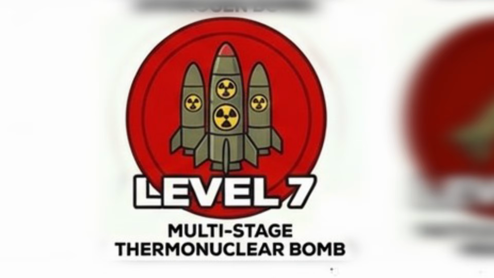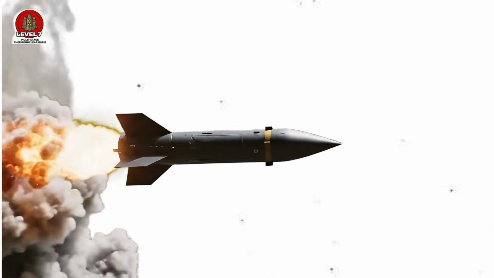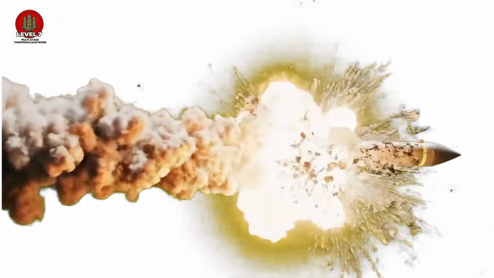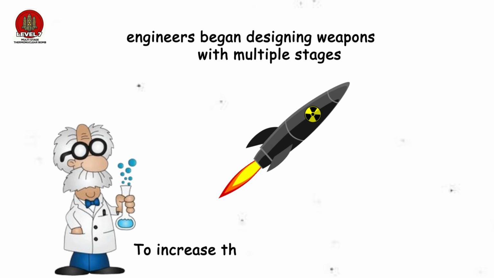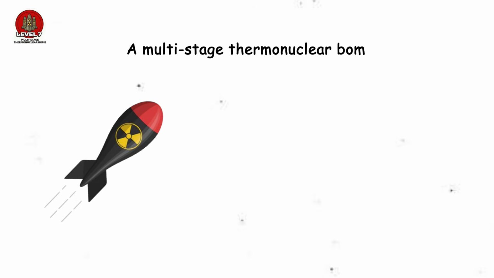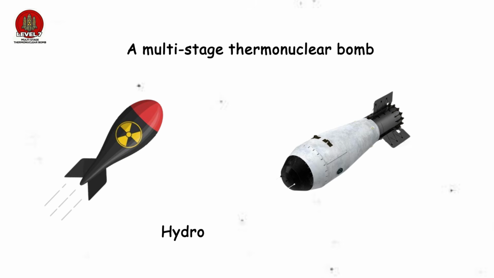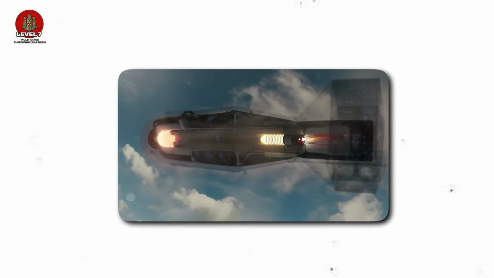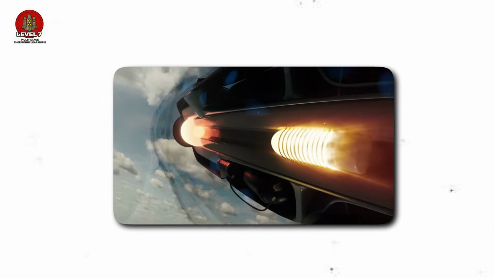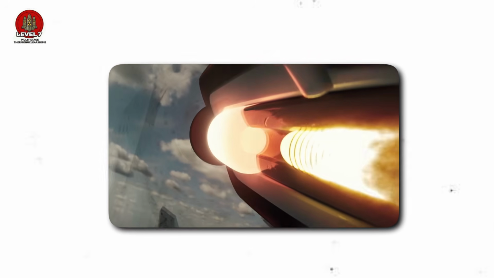Level 7. Multi-stage thermonuclear bomb. As nuclear weapons technology advanced during the Cold War, engineers began designing weapons with multiple stages to increase their power even further. A multi-stage thermonuclear bomb builds on the basic hydrogen bomb concept, but repeats the process several times inside a single device. In a typical two-stage thermonuclear weapon, a fission bomb triggers a fusion reaction in the second stage.